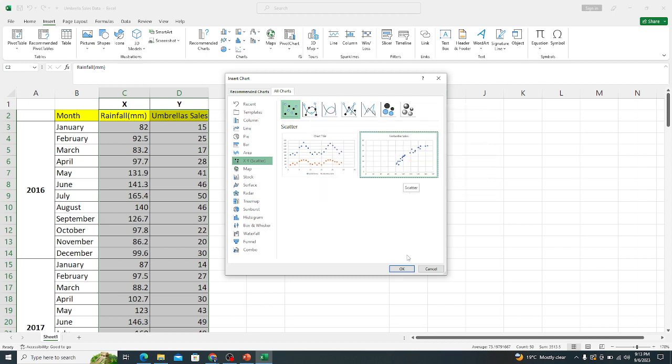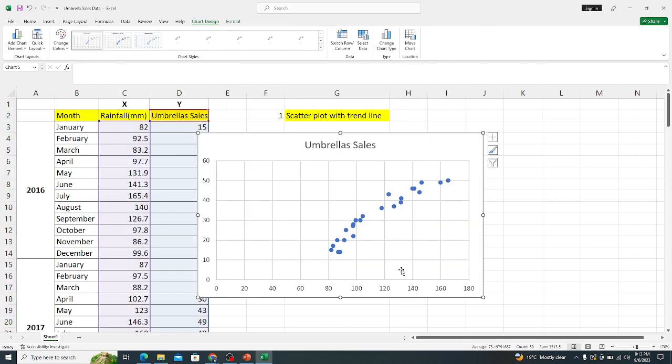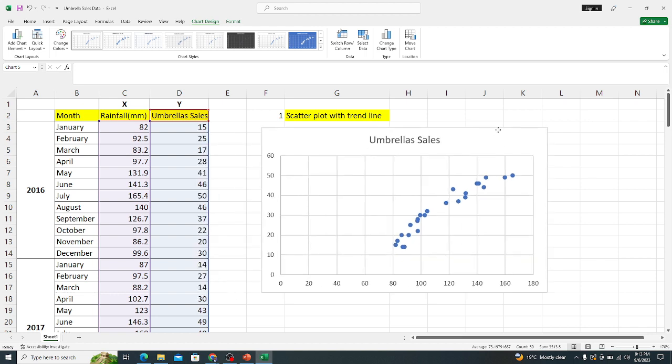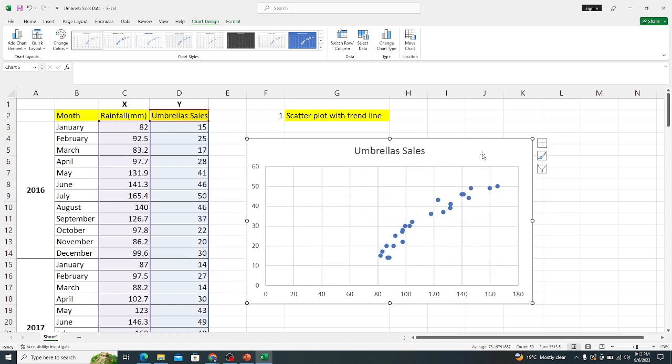Okay, so we'll just say okay, and you can see this is a scatter plot. In this scatter plot, it is trying to show us, for example, let me take one data point here. This data point is for umbrella. You can see the coordinates here.